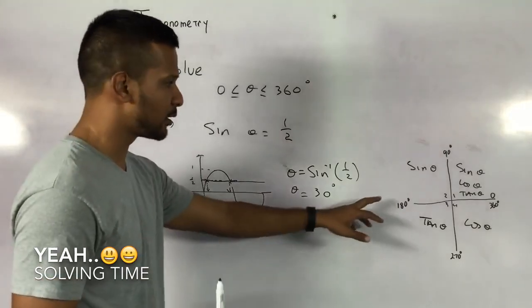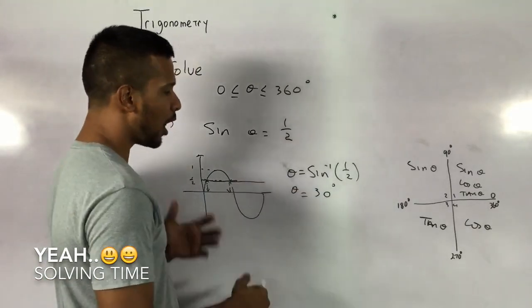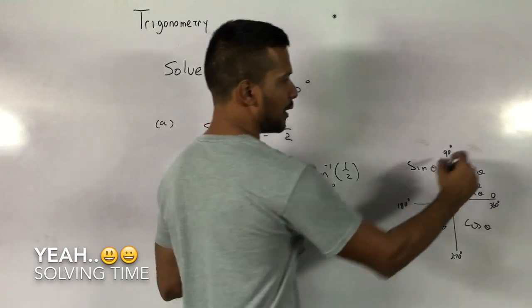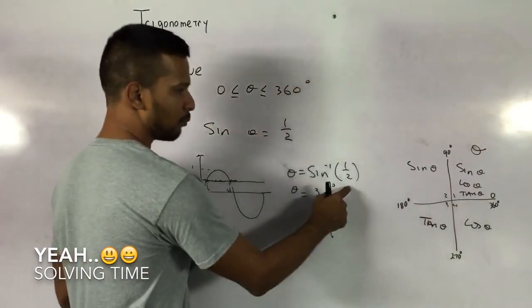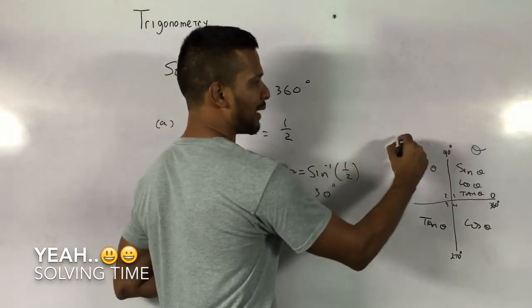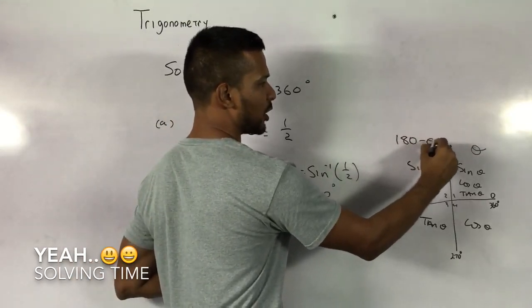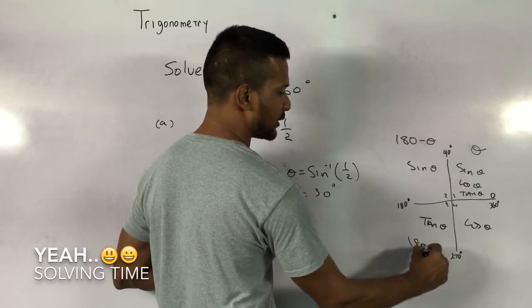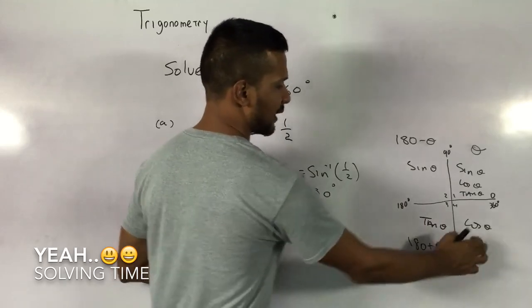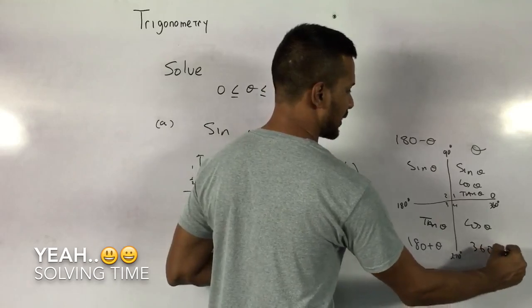Those two answers could come from here. So how do we get those values? Very simple. The value we always get in the calculator is theta, once it's positive. The value that we get in the second quadrant, we subtract theta from 180. The value in the third quadrant is 180 plus theta. To get the value here is 360 minus theta.